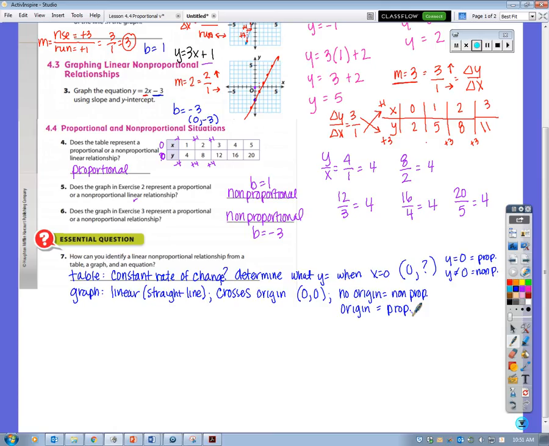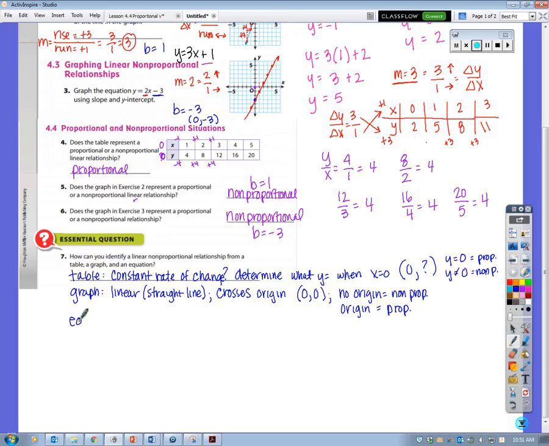So table, check that it's linear, and then determine what Y equals when X is 0. So what does Y equal when X is 0? If Y equals 0, it's proportional. If Y does not equal 0, it's non-proportional. If we're looking at a graph, determine if it's linear, that means a straight line, and then determine if it crosses the origin at 0, 0. So it does not cross the origin, it's non-proportional. Crosses the origin, it is proportional.